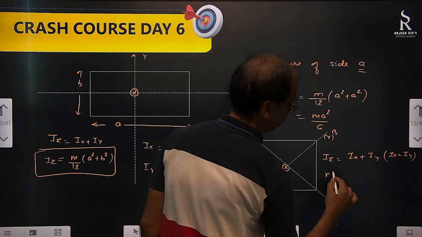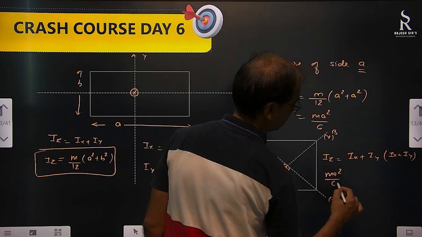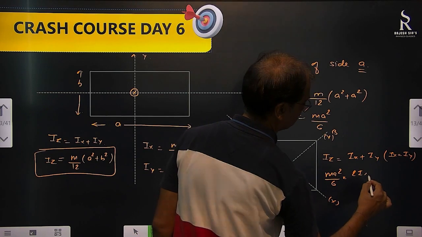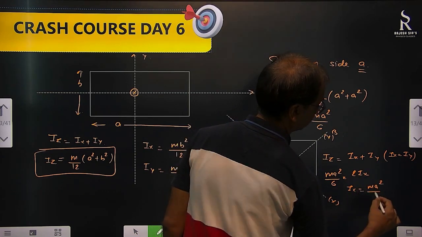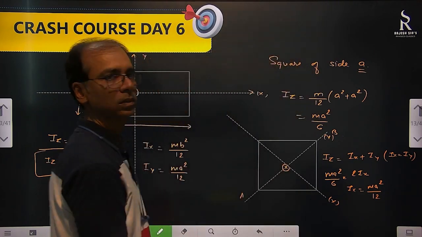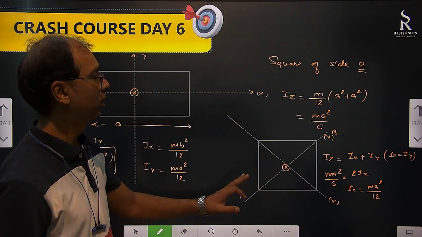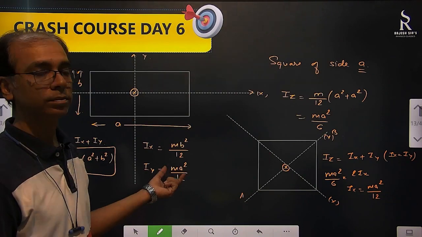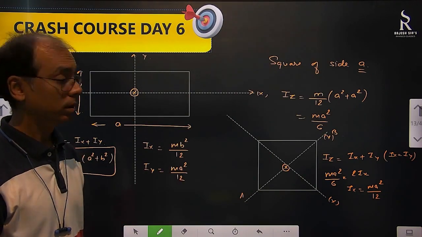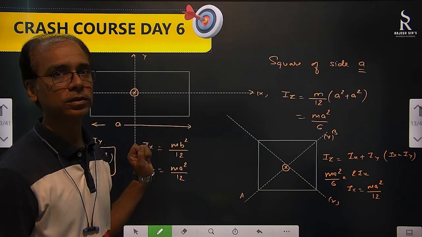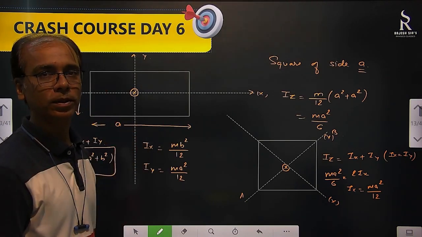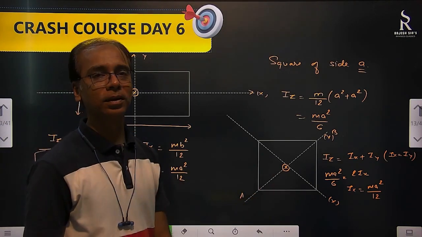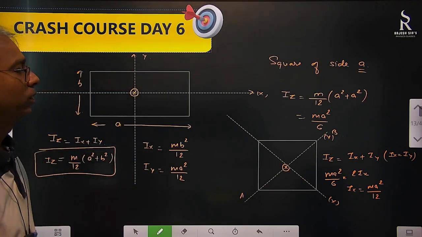And this you know already, this is ma square by 6. And this is equal to 2Ix. So the value of Ix is ma square by 12. So about the diagonal also, we get the same as here. This is for the square, not for the rectangle. For the rectangle they are not going to ask you. Don't worry, this is standard. So ma square by 12.